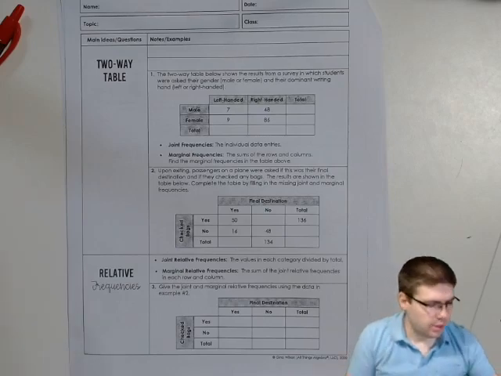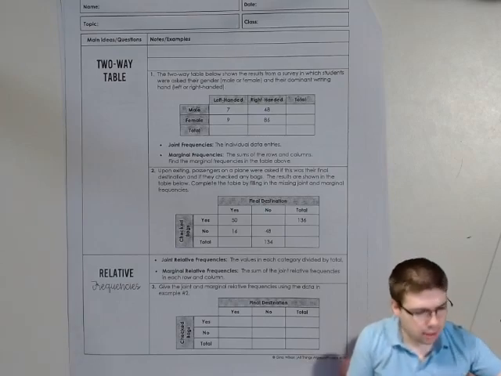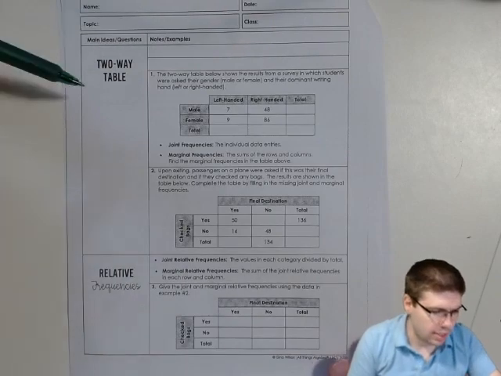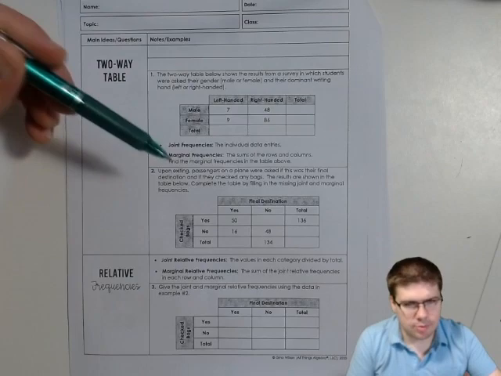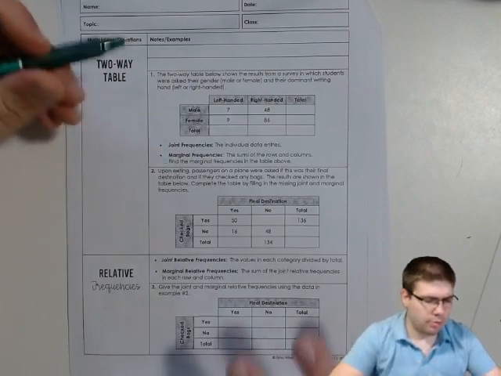Hey Geometry, welcome to the last section from probability. So this is two-way tables. Two-way tables are actually one of my favorite ways. They're a lot like Venn diagrams, truthfully, but there's just a little bit more information you can get into them.